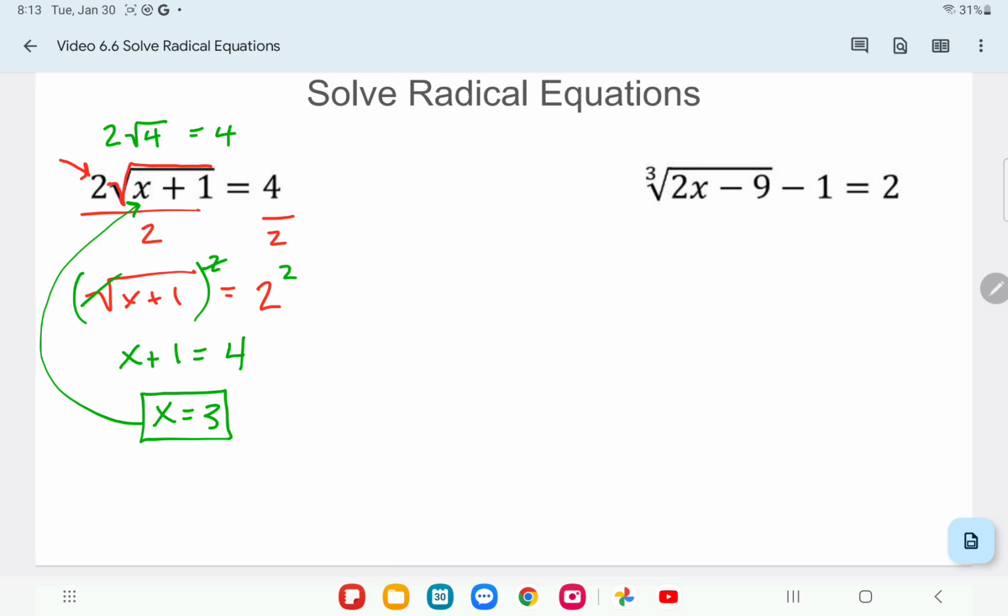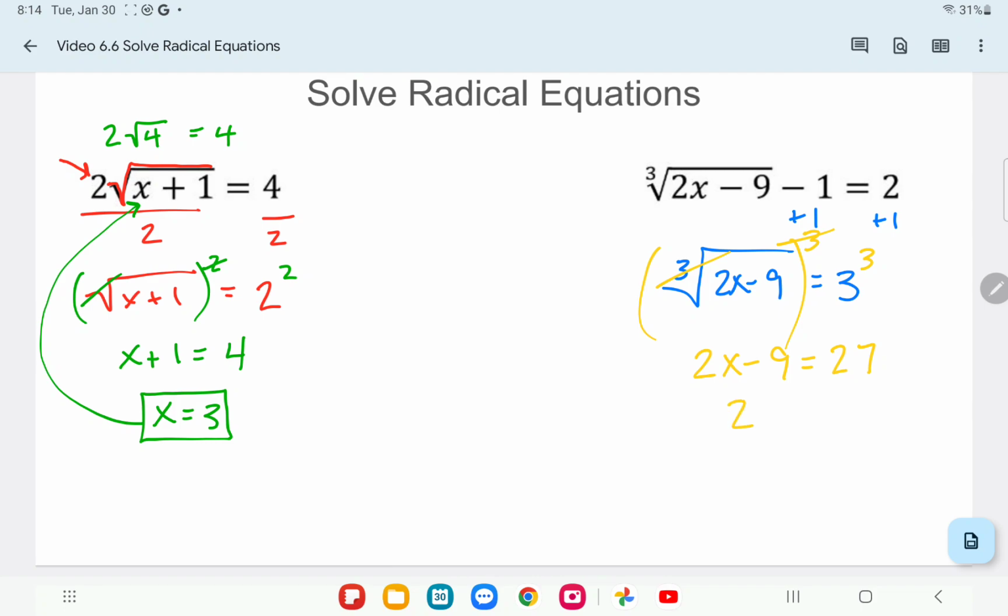We need to isolate the radical first, so we're going to add 1 to both sides to isolate this cube root sign. And then once the radical is isolated, now we need to get rid of that cube root. To undo a cube root, we are going to cube both sides of the equal sign. The cube and the cube root would then cancel each other out. And then we're left with 2x minus 9 equals 3 cubed, or 27. Then we're going to solve this problem the rest of the way. Add 9 to both sides to get 36. x equals 18.